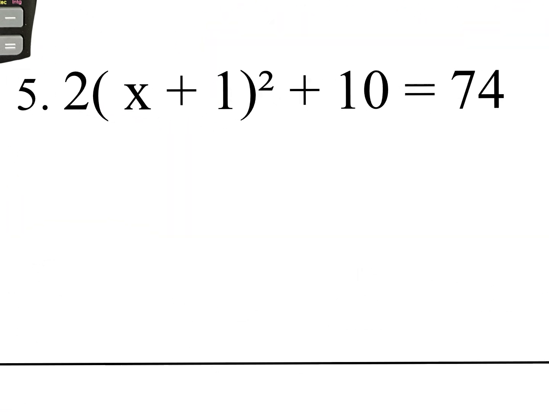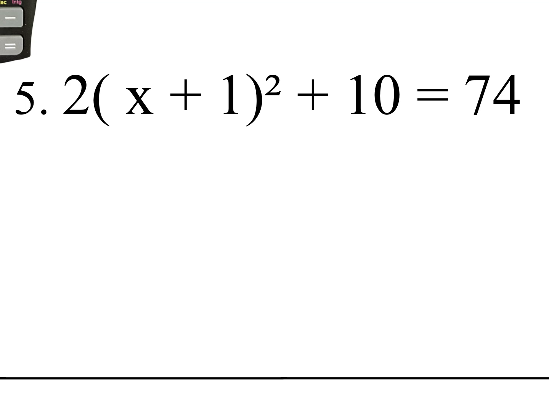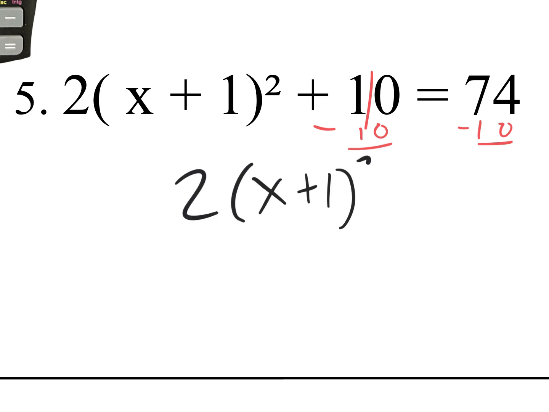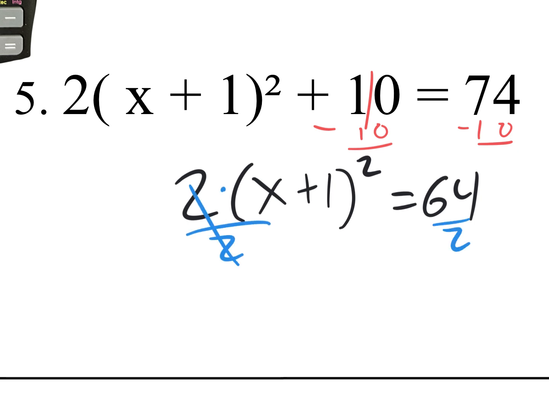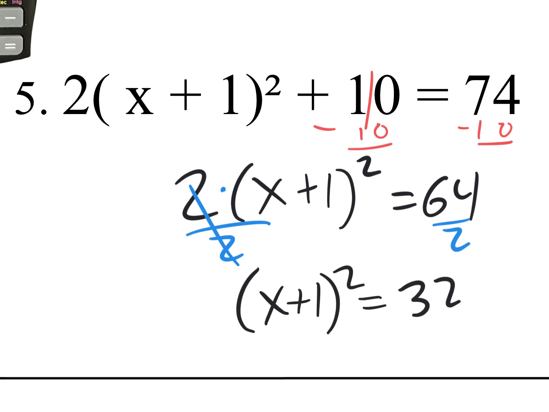Moving on to the last one here. You want to get rid of that 10, so subtract 10, subtract 10. You're going to end up with 2 parentheses x plus 1 close parentheses squared equals 64. What do I do next? Divide by 2, divide by 2. You're going to have x plus 1 squared equals 32. Final step, square root, square root.